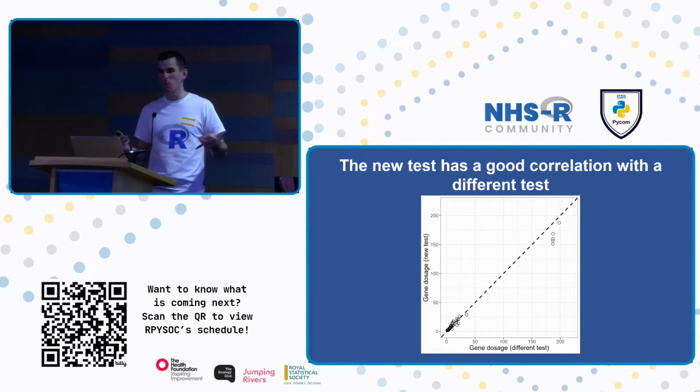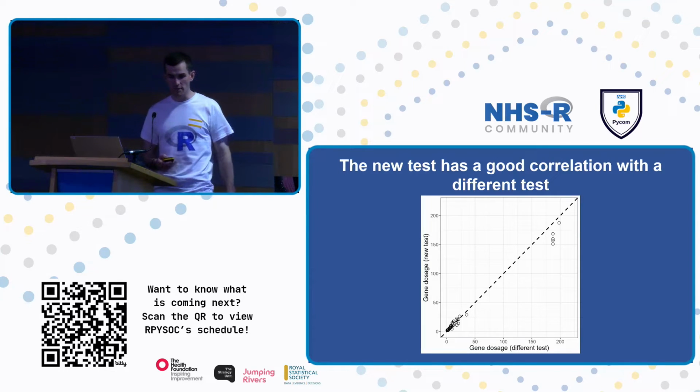And this is basically all I do in my job, is I take samples, measure them with a new genetic test, and then measure them with a different existing genetic test to see what the correlation is. And this plot basically shows that the new test on the y-axis had a good correlation with an existing genetic test that we already had. And we were able to show that that is kept true both at low dosage levels and at high dosage levels. So this was looking really good.